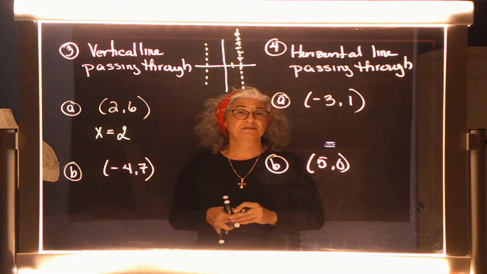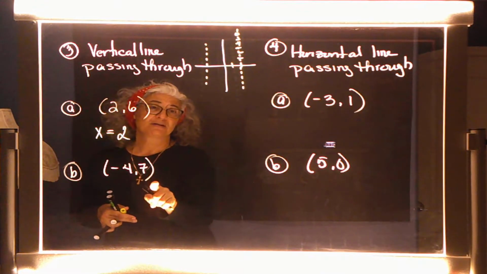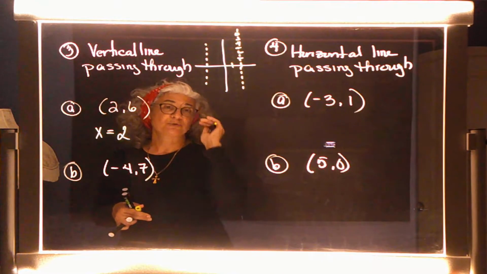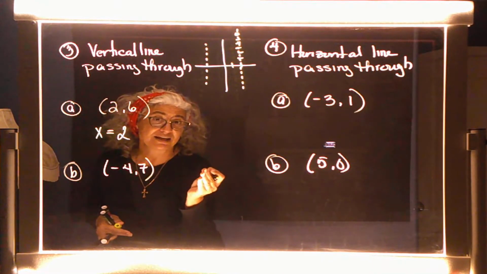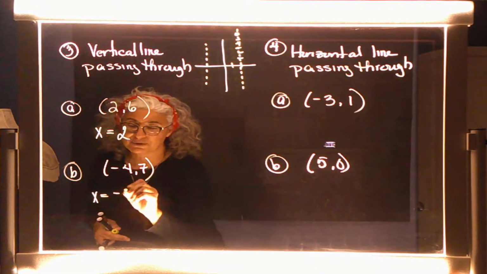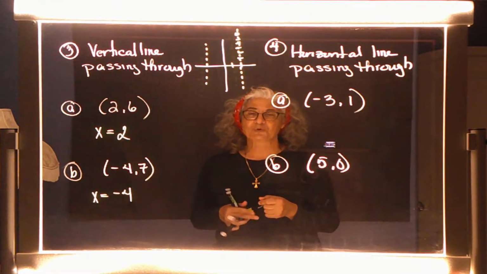Look at part B. Still want a vertical line, and now it's passing through this point. Vertical lines go which direction? Good, up and down, which means they only cut through the x-axis, which means in this case, x equals -4. Awesome. Does that make sense? Cool.